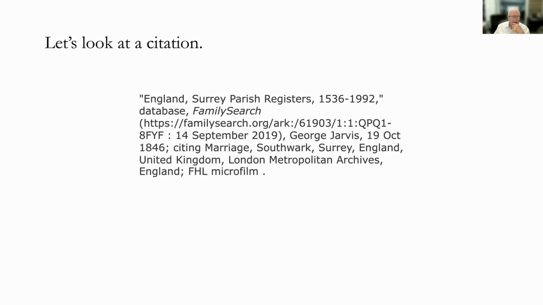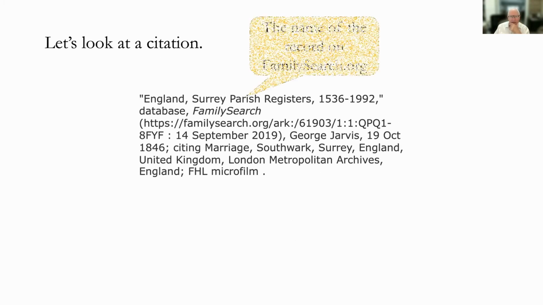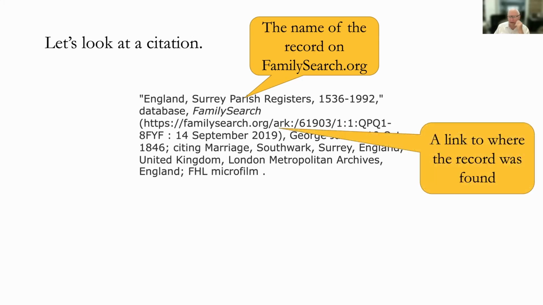So let's look at this citation, and we'll talk about the parts of the citation. Here's the name of the record on familysearch.org. This isn't necessarily the exact document, but it tells you which collection of records on familysearch.org. You would go into the catalog and put that in, and you would be able to search for this and find the exact same record set. And this is a link to where the record was found, so clicking on it will take you directly to the record.